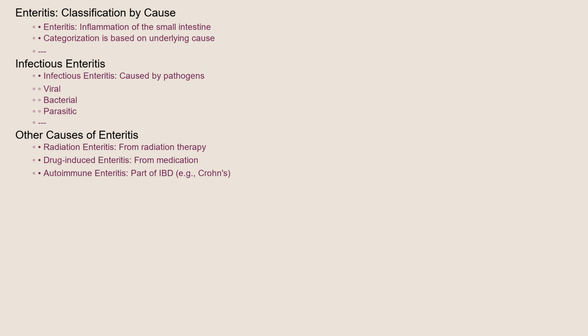While enteritis broadly describes inflammation of the small intestine, it's helpful to categorize it based on the underlying cause. Infectious enteritis can be further classified by the specific pathogen involved: viral, bacterial, or parasitic. Radiation enteritis arises from radiation therapy affecting the abdomen. Drug-induced enteritis results from certain medications irritating the gut lining. Autoimmune enteritis is a component of inflammatory bowel diseases, IBD, like Crohn's disease, impacting different parts of the digestive system.